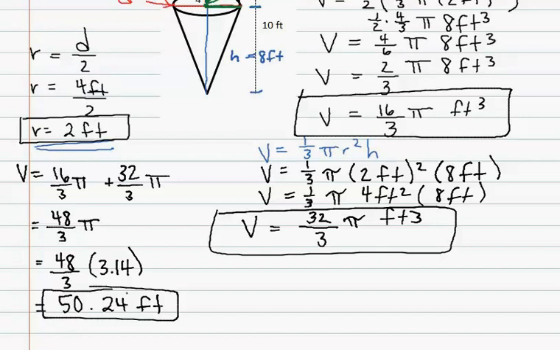Remember that when finding the volume of combined shapes, you must always start by identifying the shapes that you do know formulas for, and then finding the information needed to solve the problem.